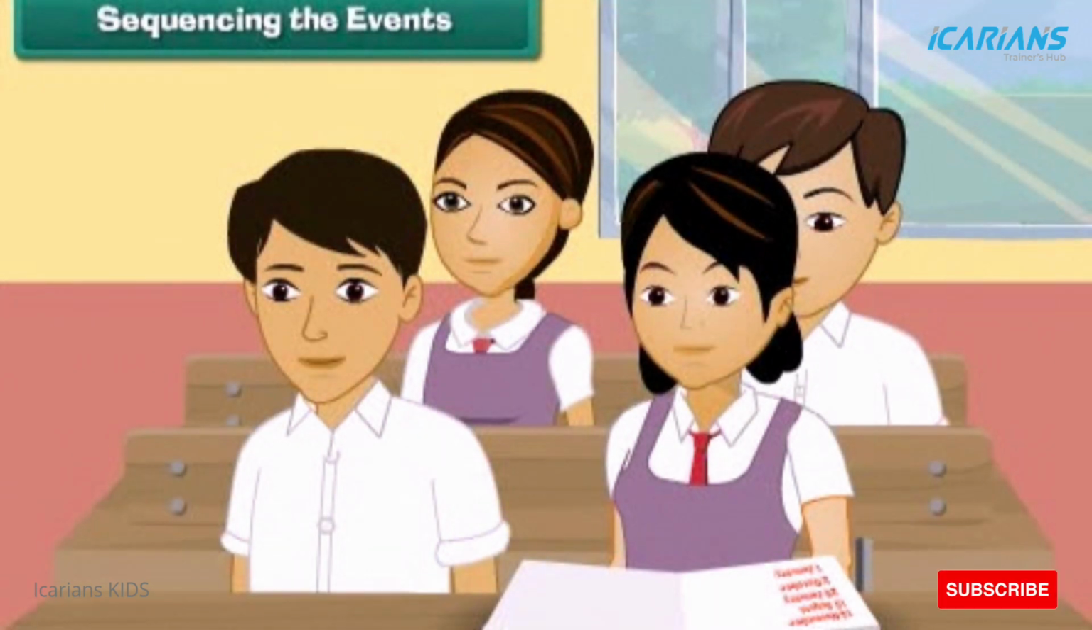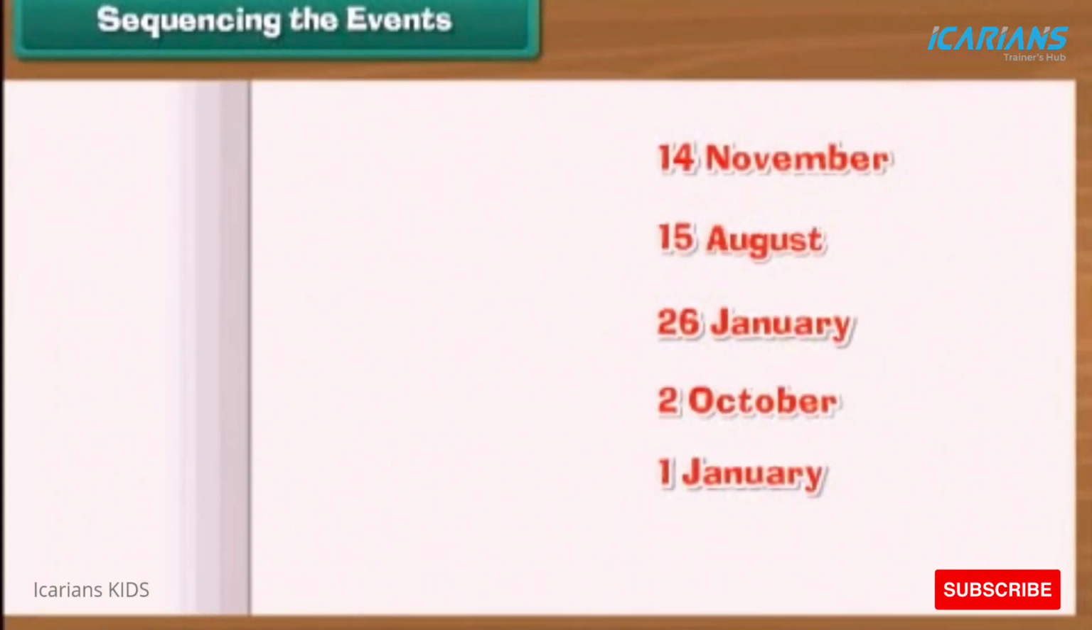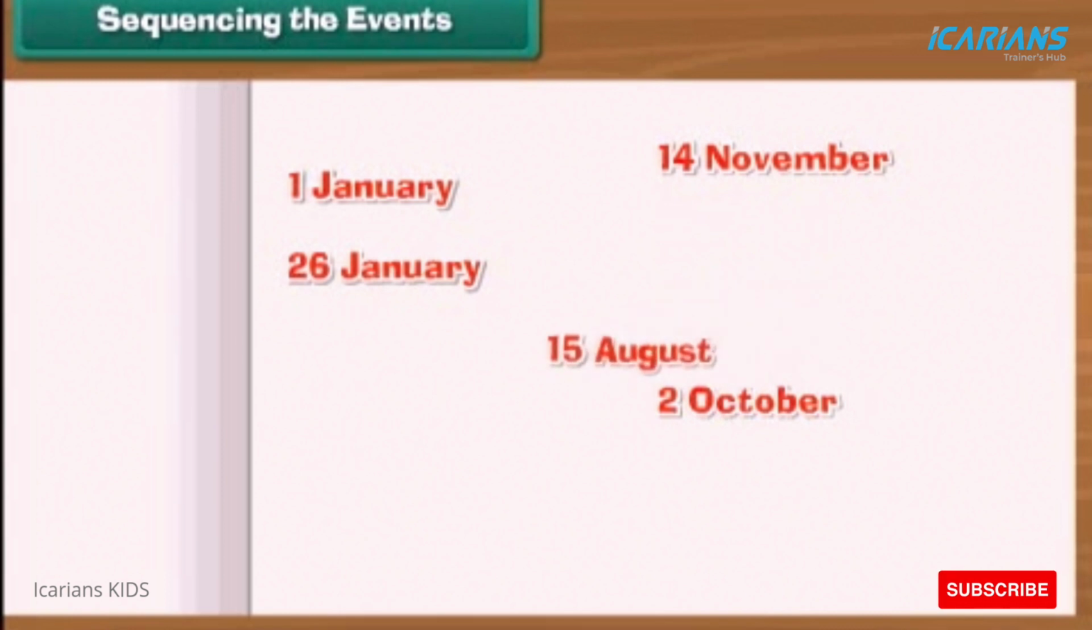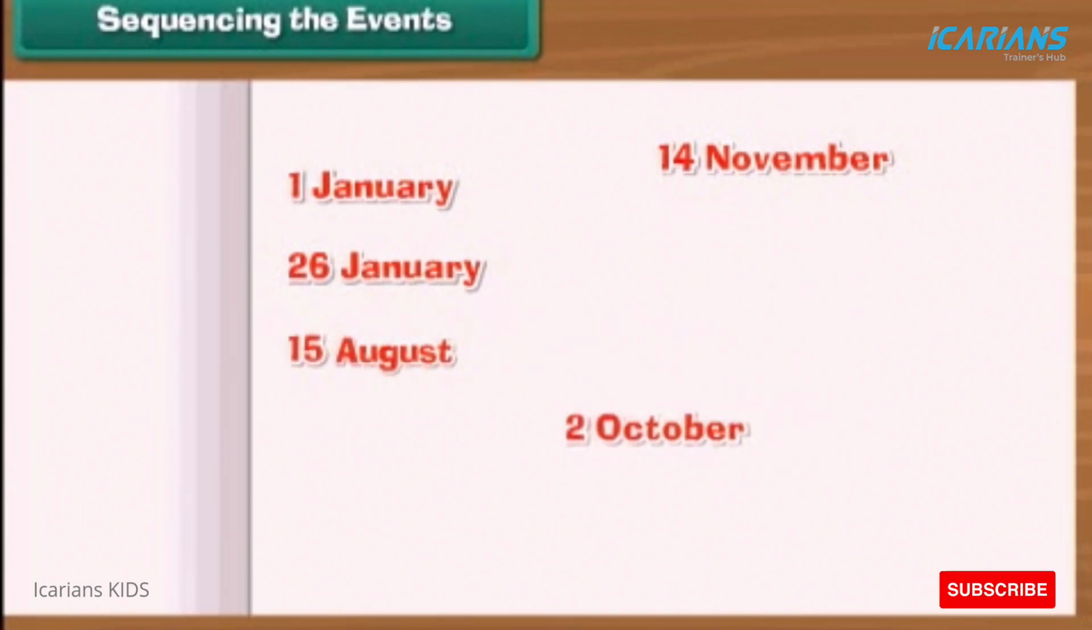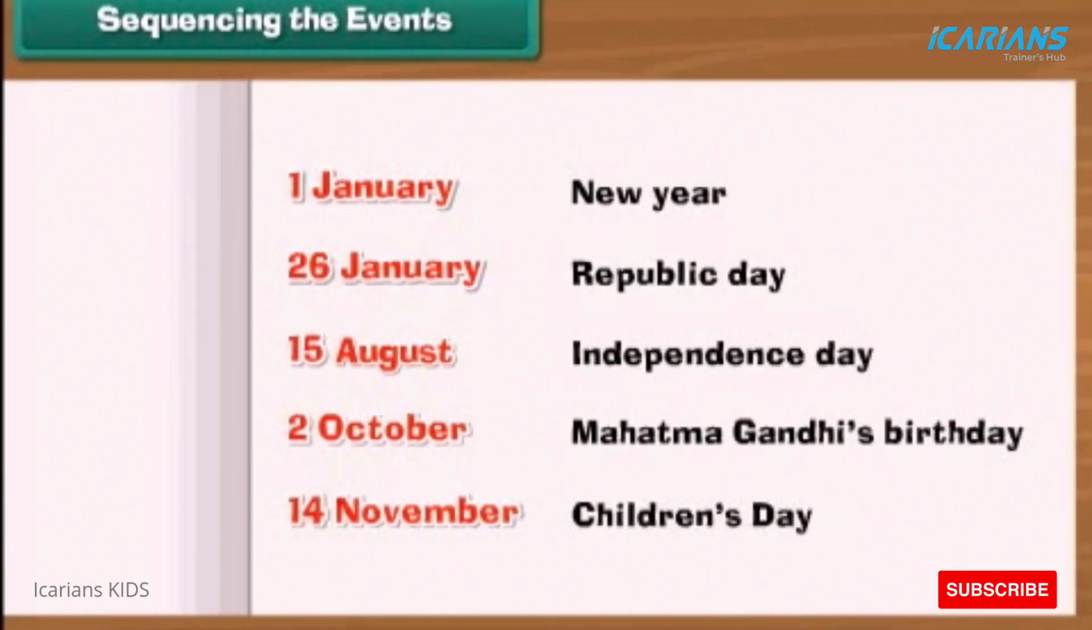Sequencing the events. Anu is at school. She has listed some important dates in jumbled manner. Let us help her in arranging the days in the order they come in the year. It's New Year, then Republic Day, then comes Independence Day, followed by Mahatma Gandhi's birthday, and lastly Children's Day, which is birth date of our first Prime Minister, Pandit Jawaharlal Nehru.